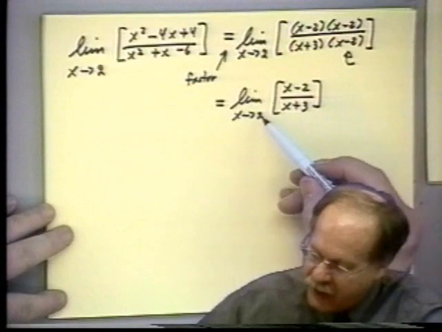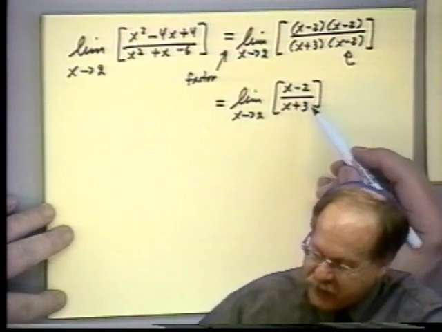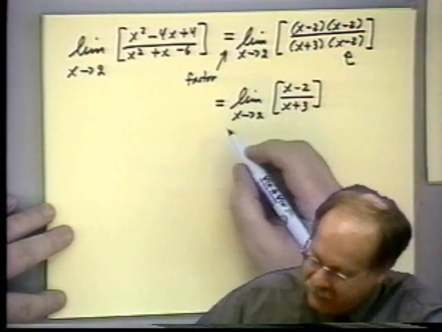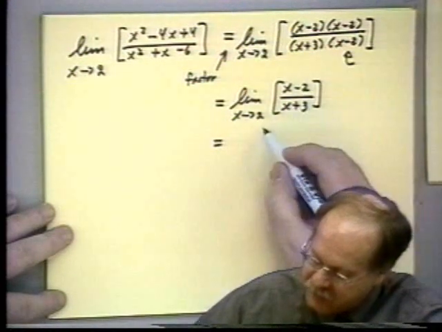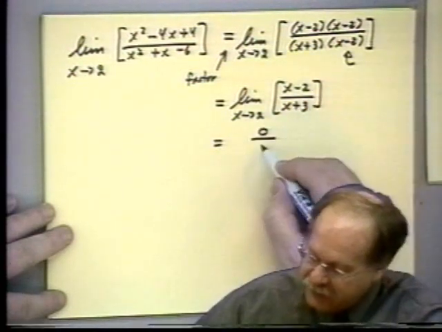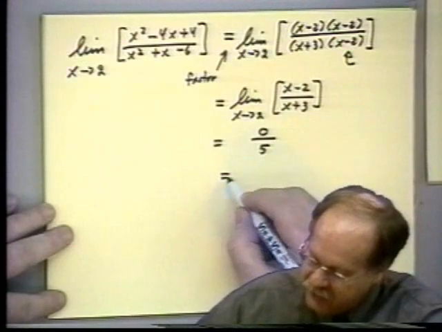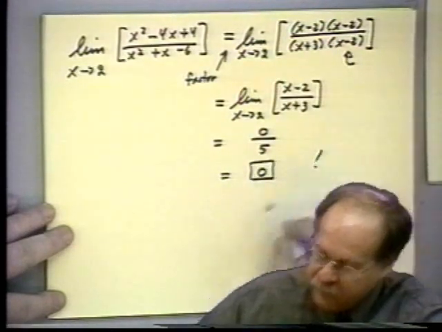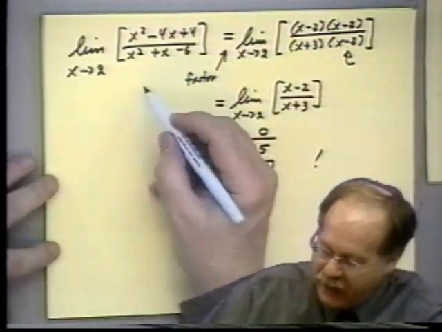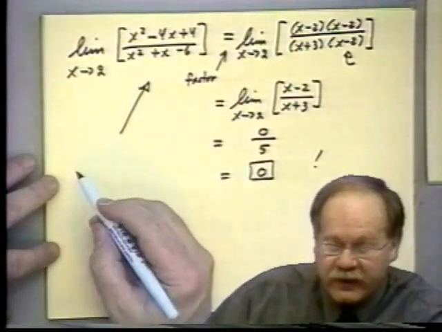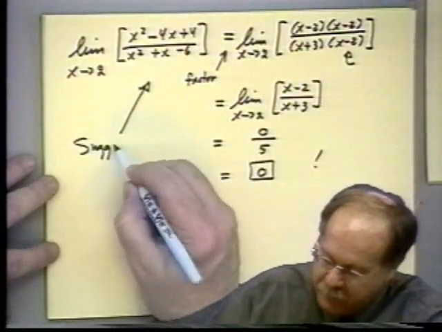Now we'll go ahead and try putting 2 into the limit, because that's our first choice when it works, and in this case the top gives me 0 and the bottom gives me 5. Well, of course that's 0 and I'm done. That was easy. I might suggest one other thing to you, just a suggestion.